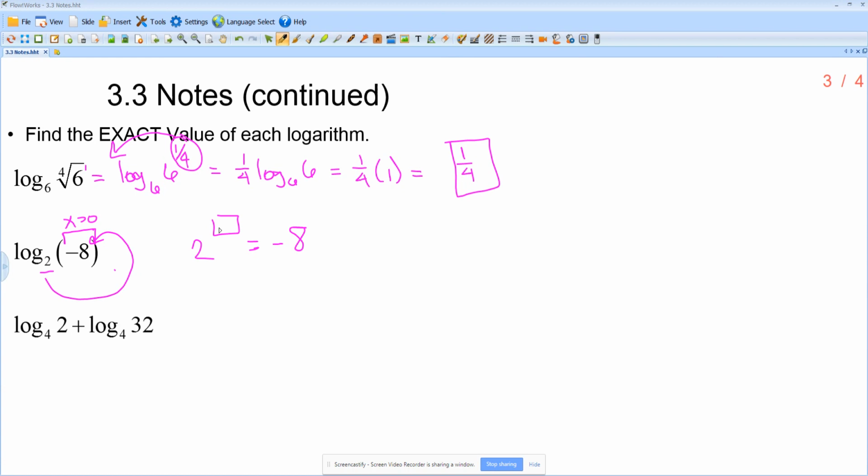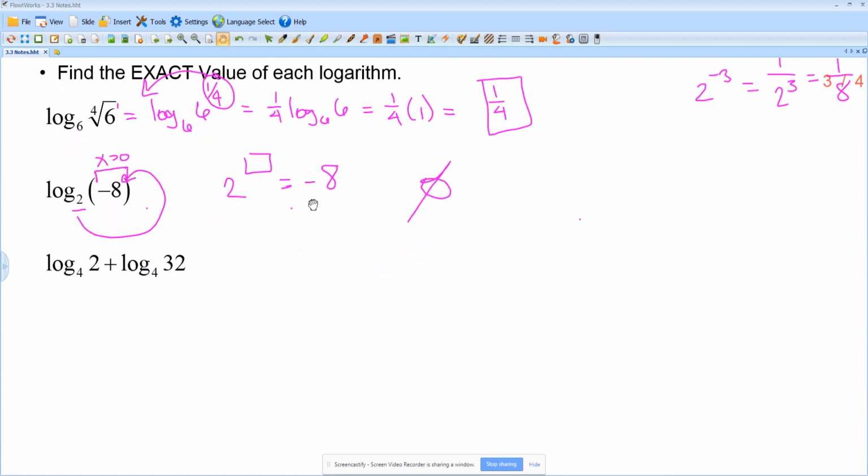And if you're thinking -3, you're wrong, because 2 to the -3 power, the negative tells me that this just becomes 1 over 2 cubed, which is 1/8. So that's not going to give me a negative number. Remember, our domain on a logarithm is that it must be greater than 0. So this would just be no solution.